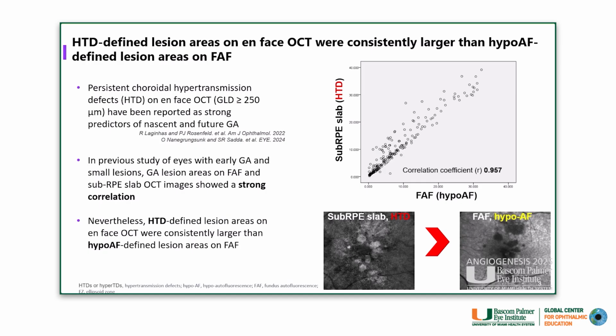Persistent choroidal hypertransmission defects on AMD OCT have been reported as strong predictors of nascent and future geographic atrophy. Our previous study on eyes with early geographic atrophy showed a strong correlation between GA lesion areas measured on fundus autofluorescence and AMD OCT images. Nevertheless, HTD-defined lesion areas were consistently larger than the corresponding hypoautofluorescence-defined areas.